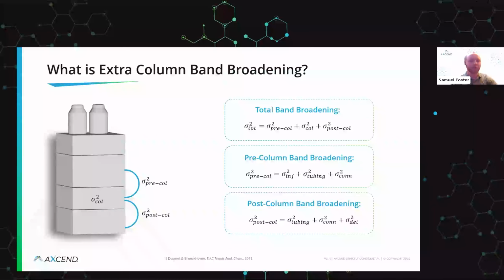And the total band broadening of the system can be summed up as the band broadening of your pre-column, the band broadening of your column, and then the band broadening of your post-column. And while we've talked about a lot of the column differences in HPLC in our previous webinar, what we're going to be focusing on today is the band broadening exclusively due to the extra column effects. So the band broadening of your pre and post column volumes.